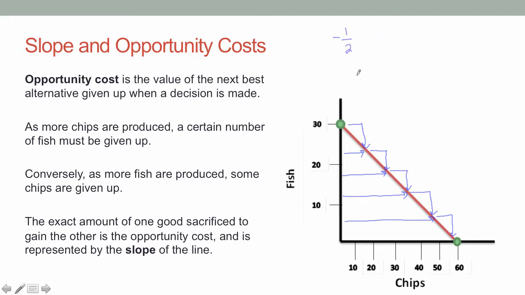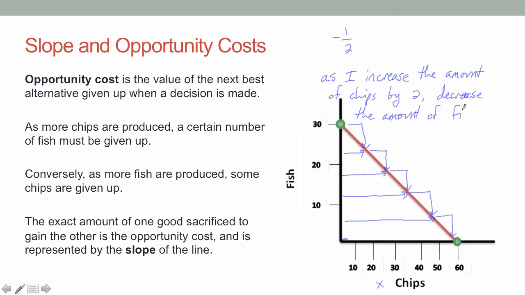It means as I increase the amount of chips by 2, remember this 2 is my x values, so as I'm changing 2 units along my x values, my chips, I see a decrease of 1. I decrease the amount of fish produced by 1. So this slope is helping me understand my opportunity cost, a slope of negative 1/2.